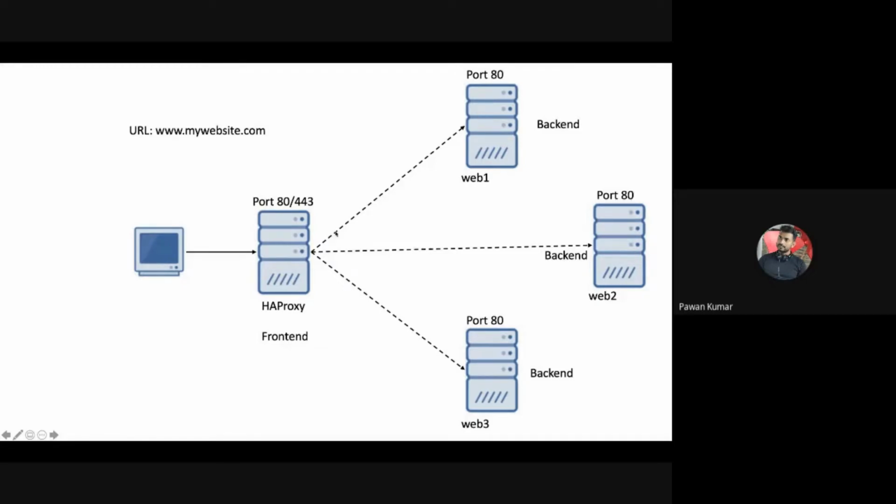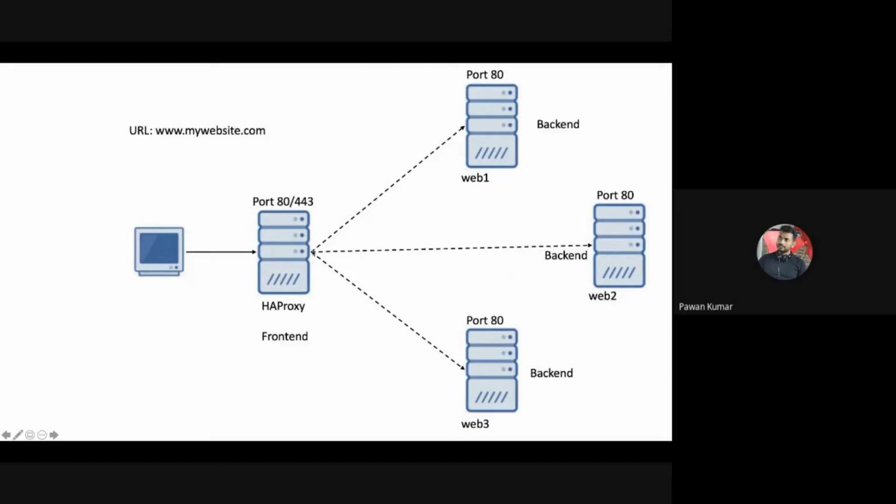Let's say there are three requests that come together. HAProxy will send one request to this, one request to this, and one request to this. Let's say you have only two servers and you have three requests. One request will go to this, the second request will go to this, and the third request will go to this one.